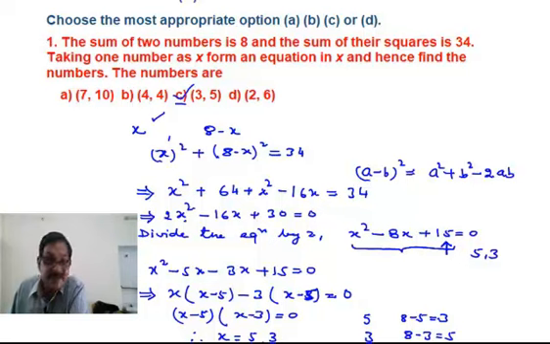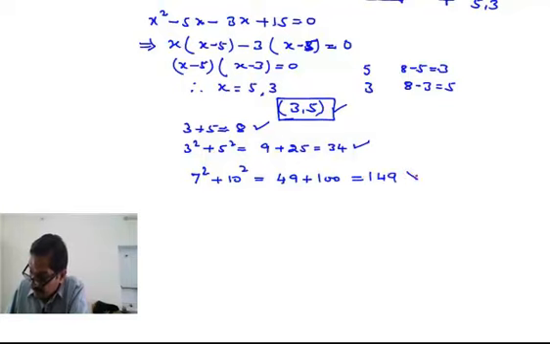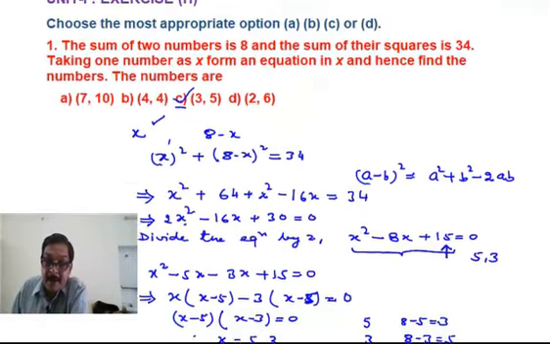The first option is 7 and 10. Now if I apply the conditions on this set of numbers, then 7 square plus 10 square should be equal to 34, whereas I find that it is 49 plus 100, which is equal to 149. Surely this is a wrong answer. Now see the other pair.